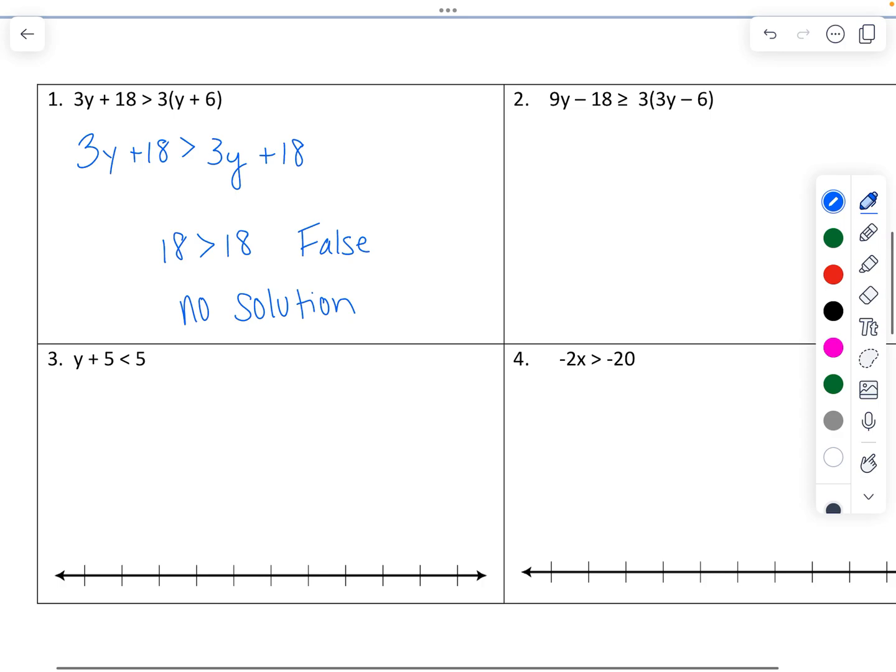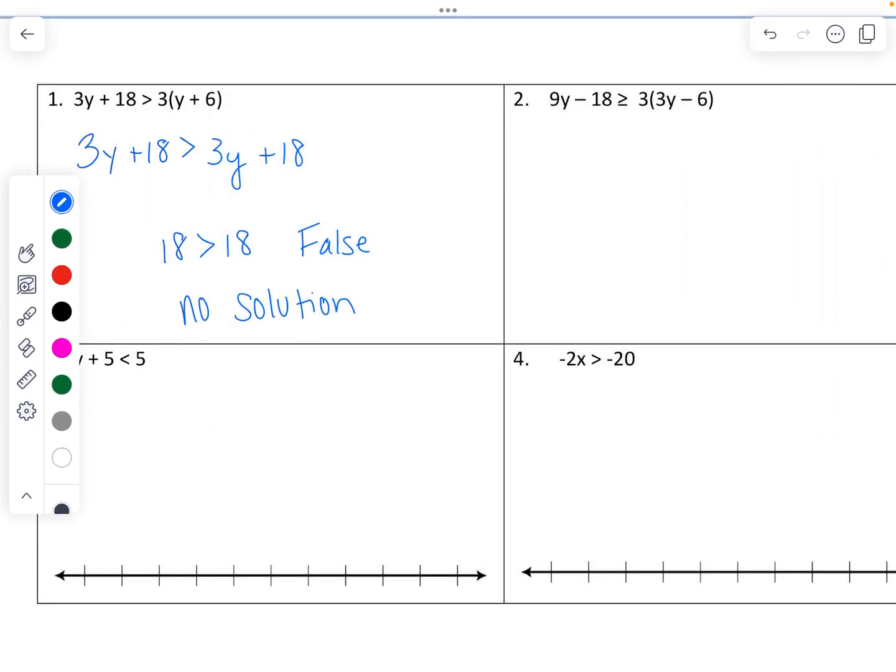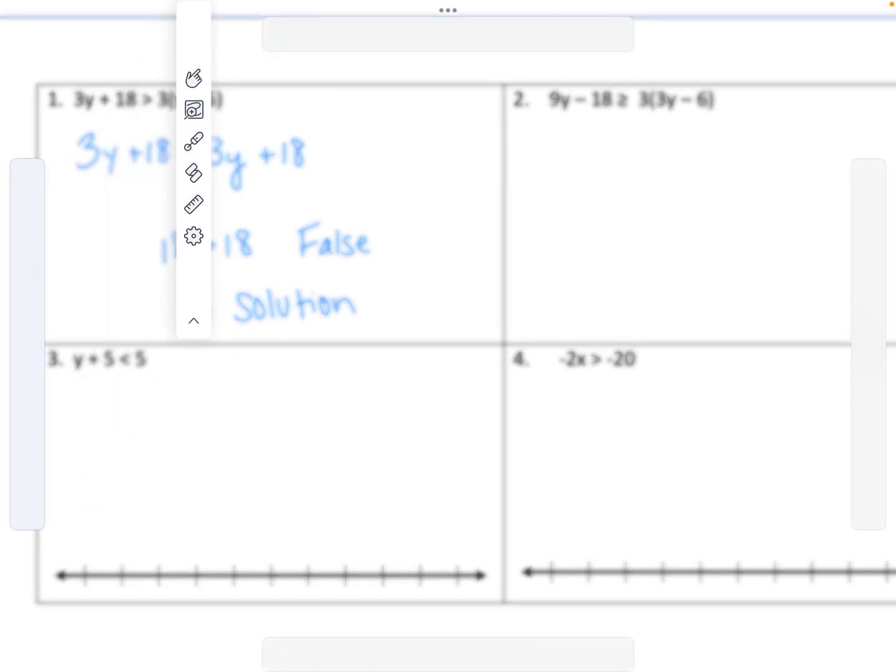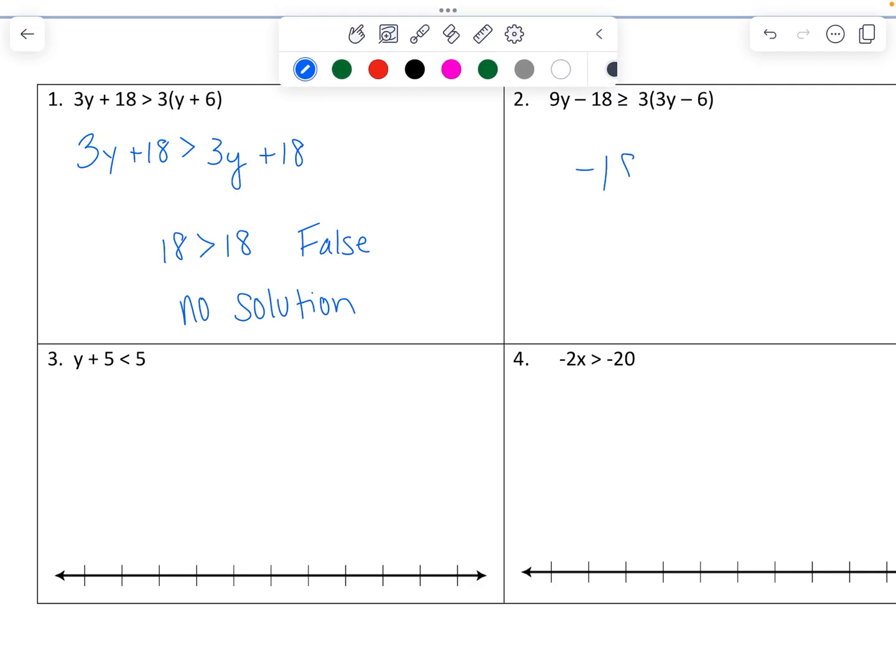And on 2, what you get is negative 18 is greater than or equal to negative 18. And what makes the difference here is that equal to symbol. That makes a world of difference, because negative 18 is equal to negative 18. So this is true, which means, like before, I will have infinitely many solutions.